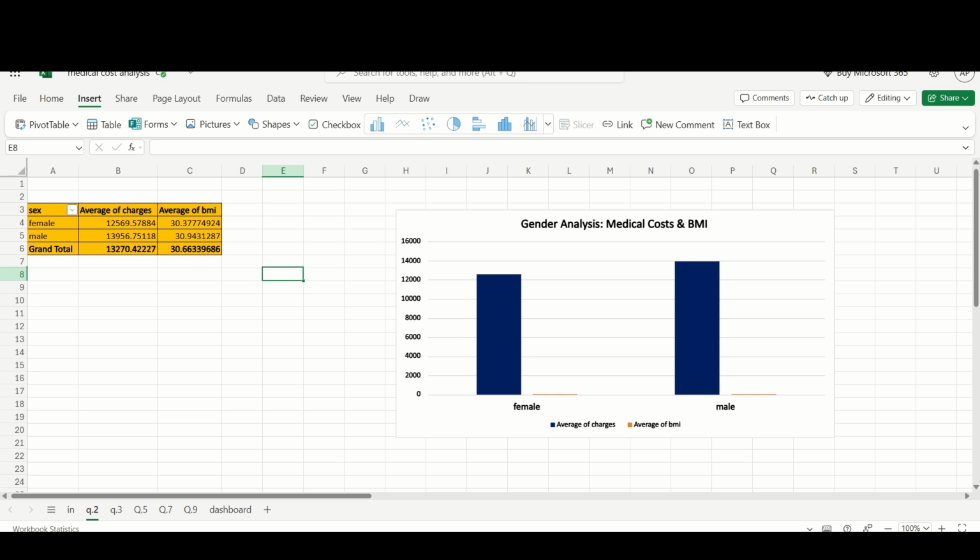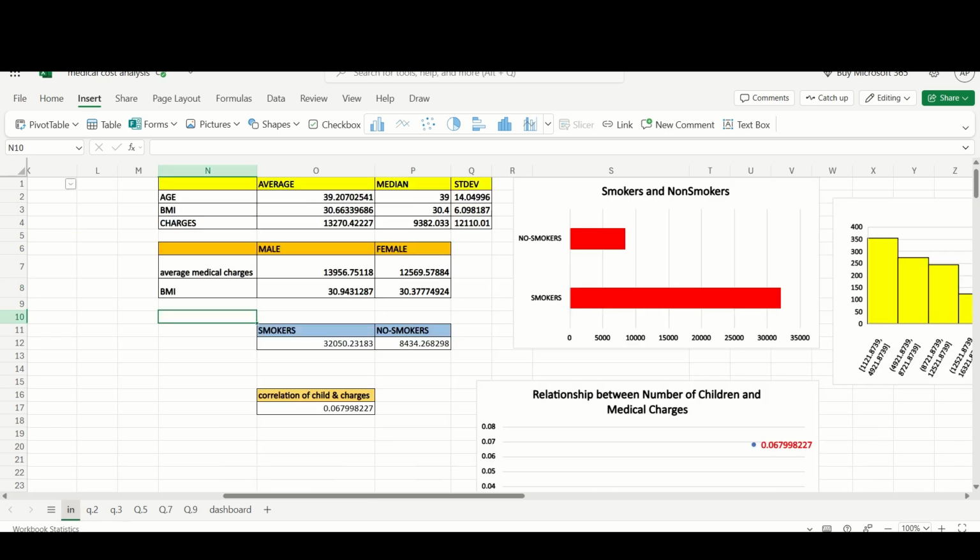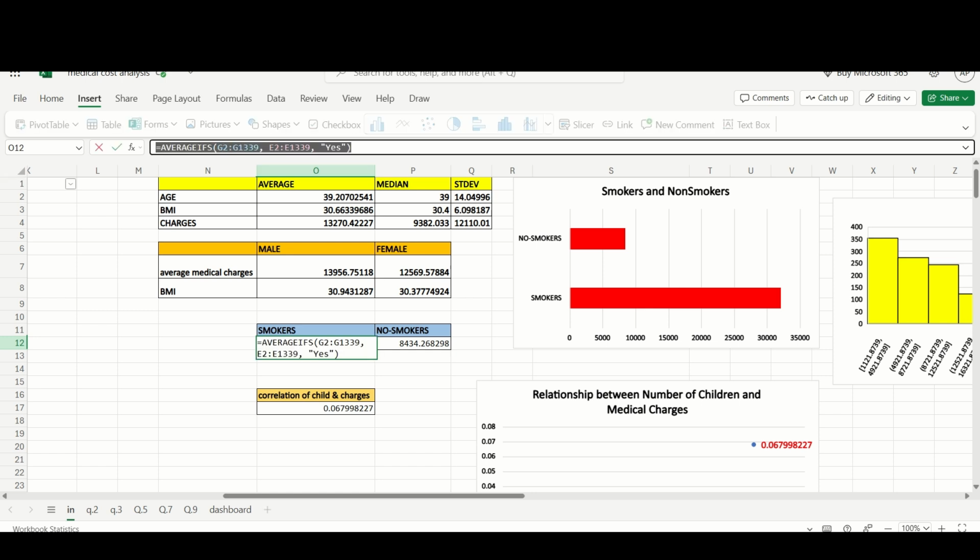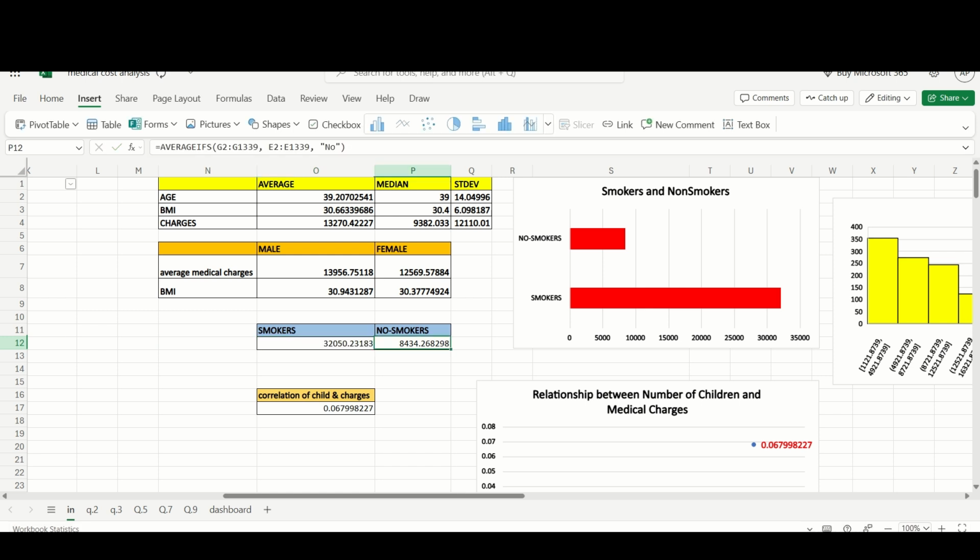Now, coming to question 3, analyze how smoking status influences medical cost, and calculate the average cost for smokers versus non-smokers. For this, I have used the average if function. This is the formula for average if. This is the formula for smokers, that is yes, and this is the formula for non-smokers, that is no.